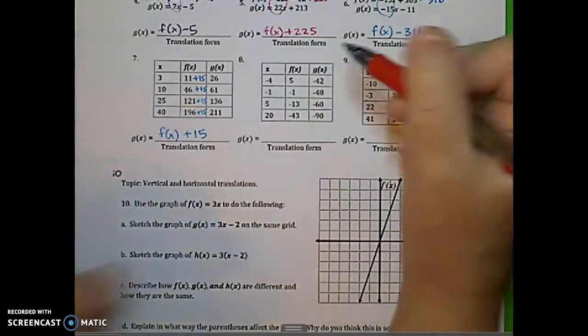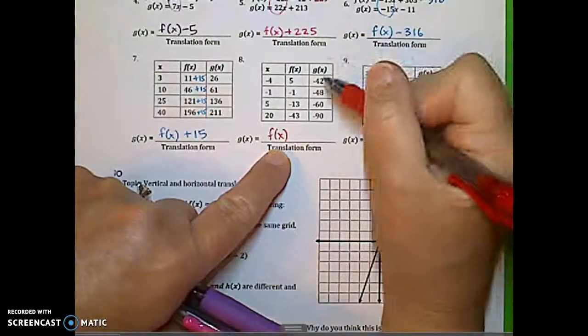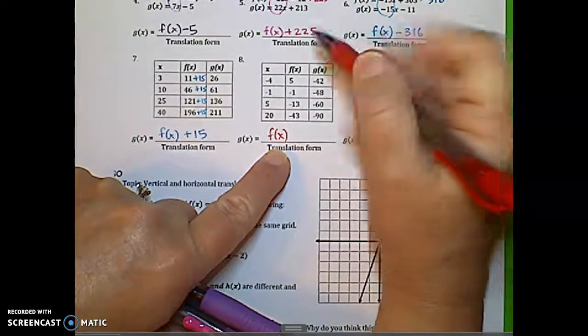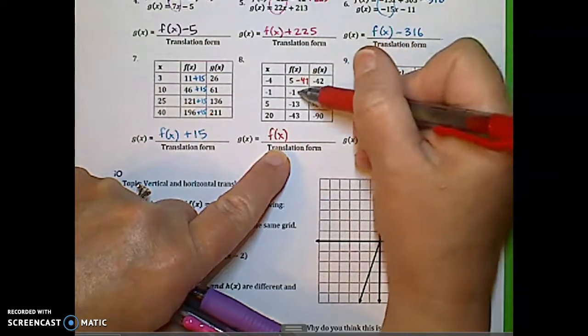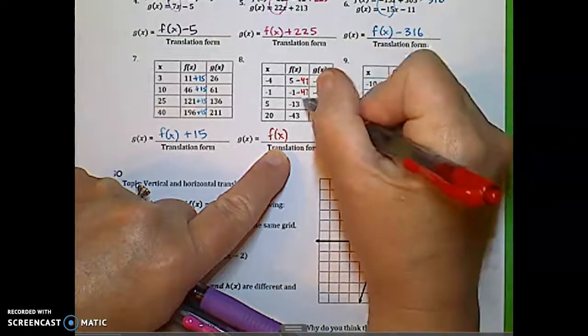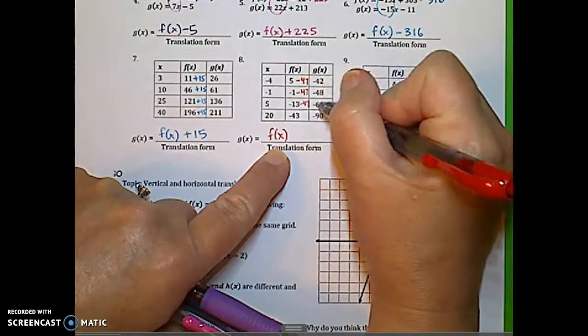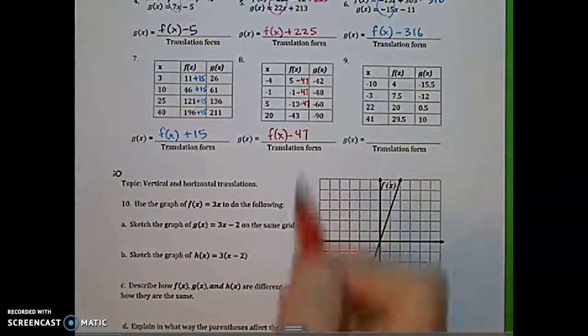Alright, let's do the next one. We can use that same procedure. g of x equals f of x adjusted by how much? To get from 5 to negative 42, I've got to subtract 47. See if that works here. Negative 1 minus 47 is negative 48. Negative 13 minus 47 is negative 60, and so forth. There's your translation.